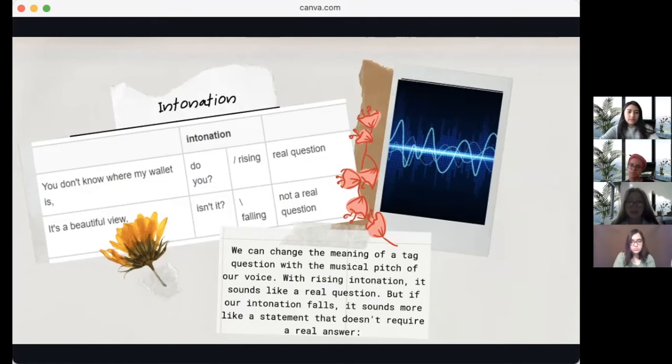With intonation, we can change the meaning of a tag question with the musical pitch of your voice. With rising intonation, it sounds like a real question. But if our intonation falls, it sounds more like a statement that doesn't require a real answer. Who wants to help me to read the two examples? May I? Yeah, sure. It says, you don't know where my wallet is, do you? Rising, real question. It's a beautiful view, isn't it? Falling, not a real question. Thanks.